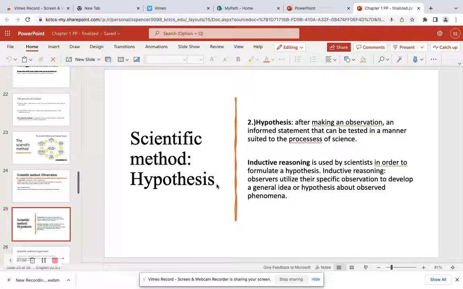A hypothesis, again, the definition is very important, specifically an informed statement that can be tested in a manner suited to the process of science. It uses a fancy word called inductive reasoning, which is not really that important, but for our purposes, it's just utilizing specific observations to develop a general idea or hypothesis about observed phenomena. Not important.